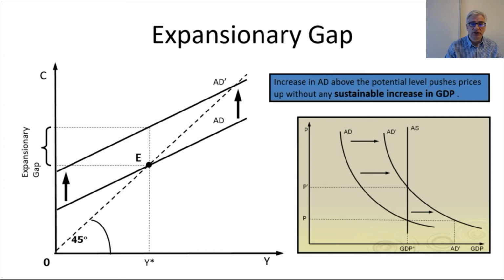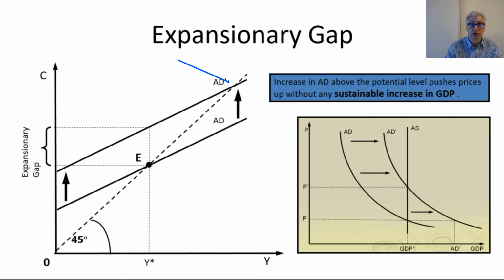So let's have a look at expansionary gap first. You can see both models here, the Keynesian model to the left and the classical model to the right. In the Keynesian model, you've got equilibrium denoted with letter E. You can see this point here. And imagine what happens if aggregate demand grows bigger, right? So this aggregate demand line shifts upwards. There would be a new equilibrium level.